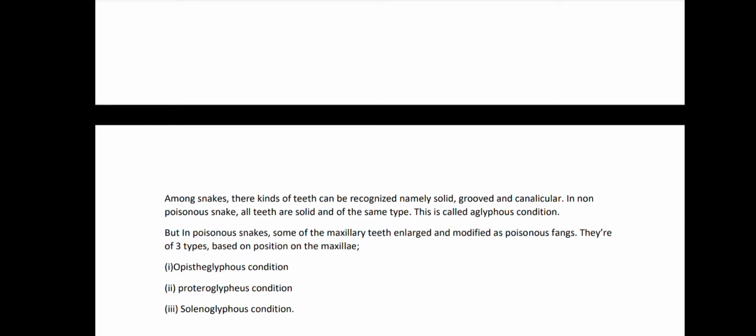In non-poisonous snakes, all teeth are solid and of the same type. This is called aglyphous condition. In poisonous snakes, some of the maxillary teeth are enlarged and modified as poisonous fangs. They are of three types based on the position on the maxillae. They are opisthoglyphous, proteroglyphous, and solenoglyphous conditions.